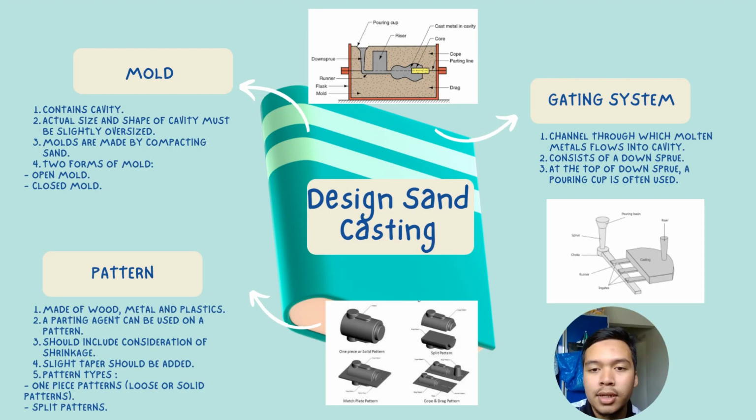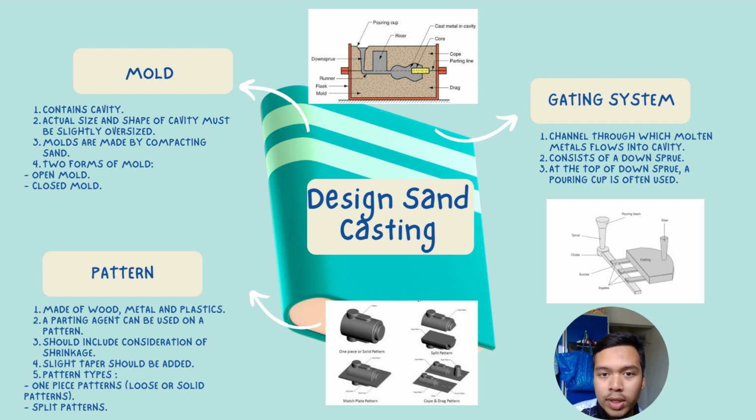Thank you. Assalamualaikum. So now we move on to the design of sand casting. First, we discuss the mold. A mold contains a cavity whose geometry determines the part shape. The actual size and shape of the cavity must be slightly oversized to allow for shrinkage of the metal during solidification and cooling. Molds are also made by compacting sand around the shape of the pattern.